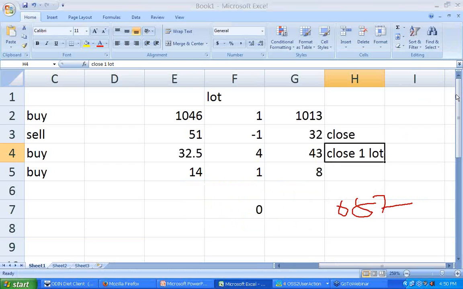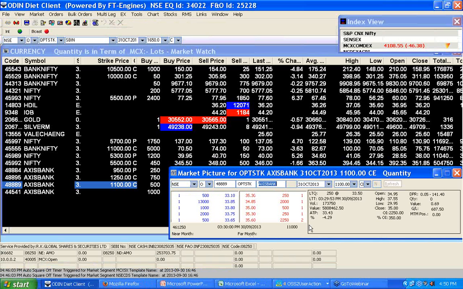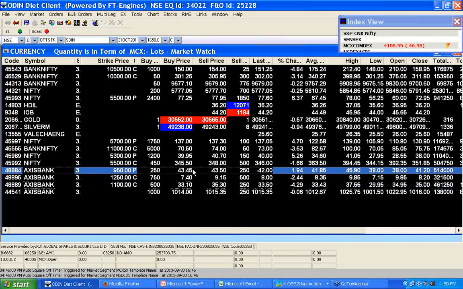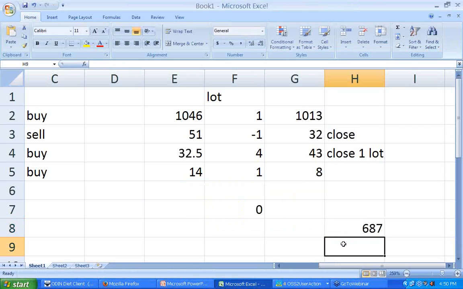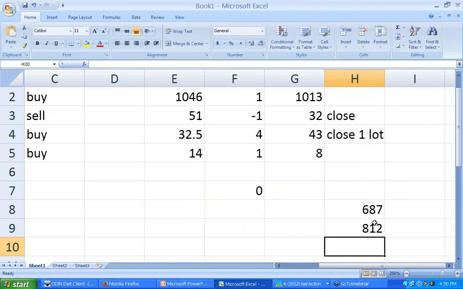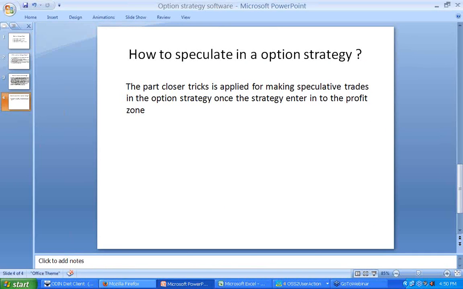687, and the other trade also has given me around 800 rupees, 812. So by this process, the intraday speculation, the strategy is still there. It has given me 1499 rupees gain. After my brokerages and taxes, definitely 1200 to 1300 will be left in this particular trade. So this is how you should do a limited oscillation or limited speculation on this trade.